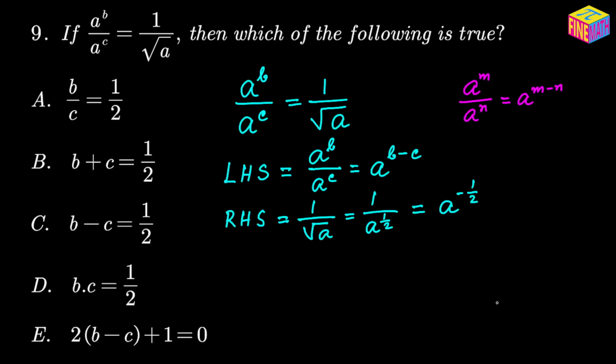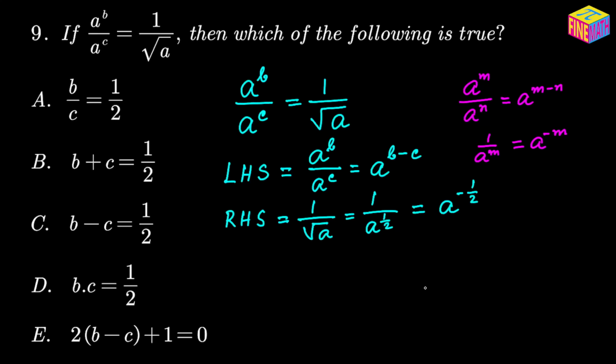And what property did we use for this one? It says that if you have 1 over a to the power m, it is the same as a to the power negative m. So if you take the reciprocal, then the exponent will become negative, just the sign will change. Positive will become negative and negative will become positive, right? So here, because we had a to the power positive 1 half, now I am taking the reciprocal of it, it will become negative 1 half exponent.